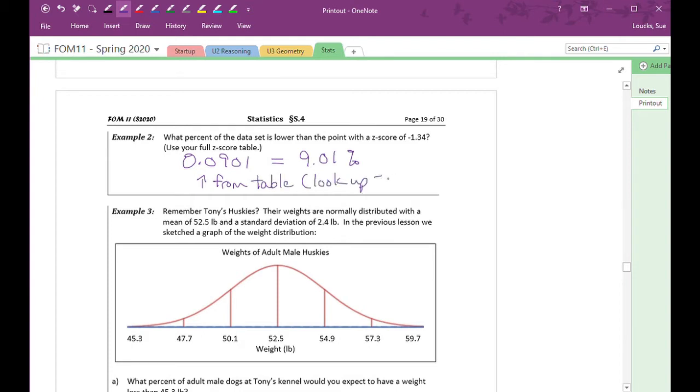Look up negative 1.34. Okay, so make sure that that table is making some sense to you.